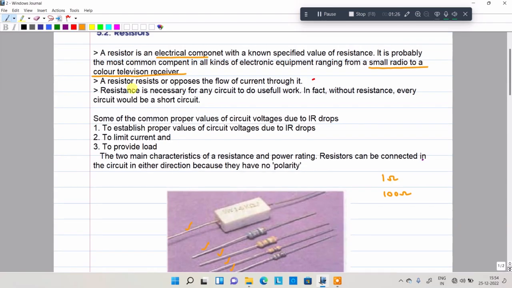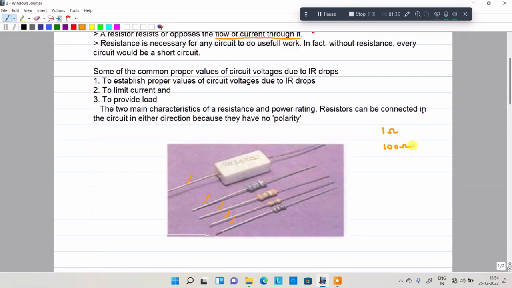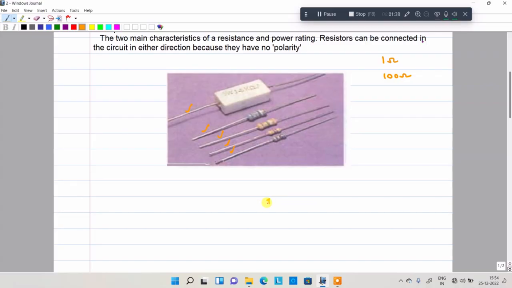Resistance, by its property itself, opposes the flow of current. Very important: resistance opposes the flow of current. In the introduction, I will give you 3 important points. Everyone remember the first point here. Resistance opposes flow of current.